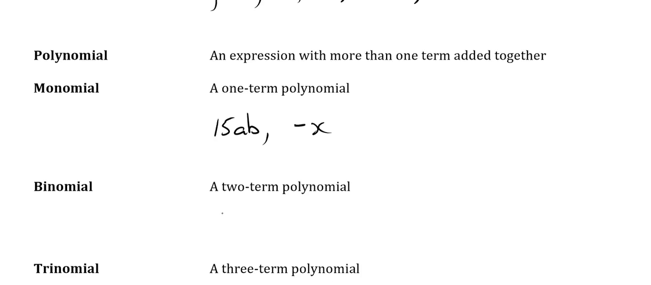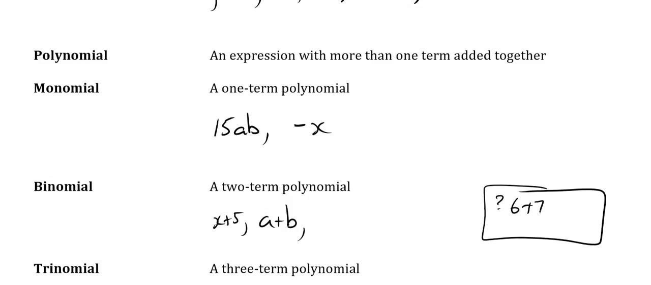Binomial, we've already seen a lot of those, would be x plus 5, a plus b. What about 6 plus 7? That's not really a binomial because that can be simplified to 13. So normally, there's some gray area maybe, but normally these things we're talking about are when it's simplified. So even under that note, if it was x plus 3 plus x, that looks like it has three things, but when it's simplified, you get 2x plus 3, which is a binomial. So there's sort of some gray area here. But that's what it would look like.